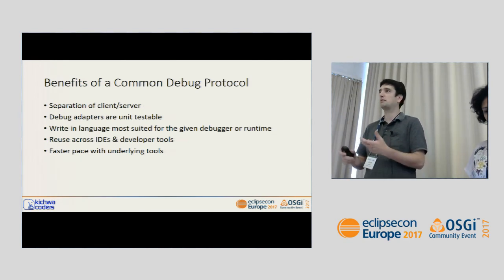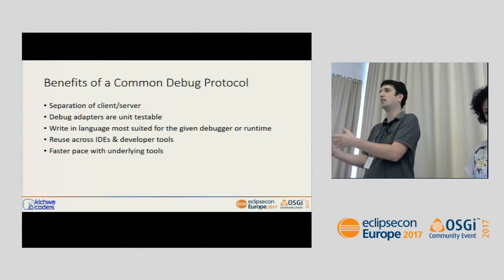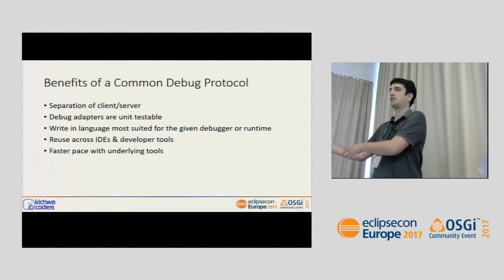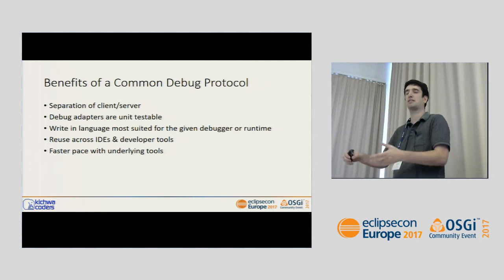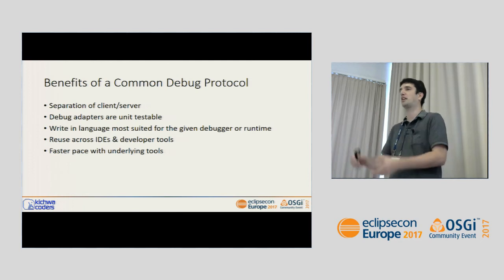One of the other really nice benefits of this separation is running in separate processes. It means that you can write the debug adapter in a language most suited for the other end of that chain. So if you want to get your C and C++ developers involved, and you want to have them contributing to this debug adapter and adding that cool functionality, maybe Java isn't the easiest language for them to get up to speed on, but if it's in C or C++ already, they can come contribute.